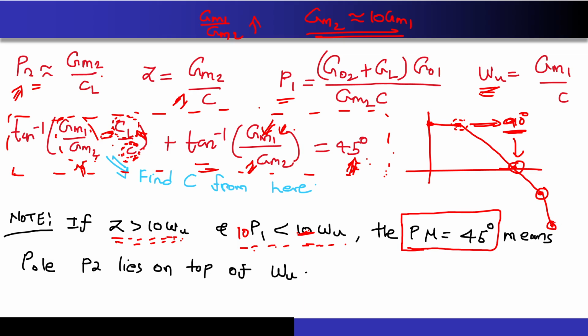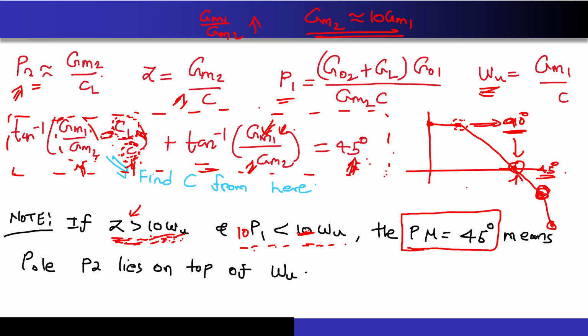If you calculate the values, once you get the C from here, you can easily also see that your Z will be greater than 10 times omega U. So once this is clear, you know that the zero will not do any phase degradation at omega UGB. Now the only quantity that is left is P2. So how can you make sure that the contribution of this particular pole at omega UGB is just 45 degree?